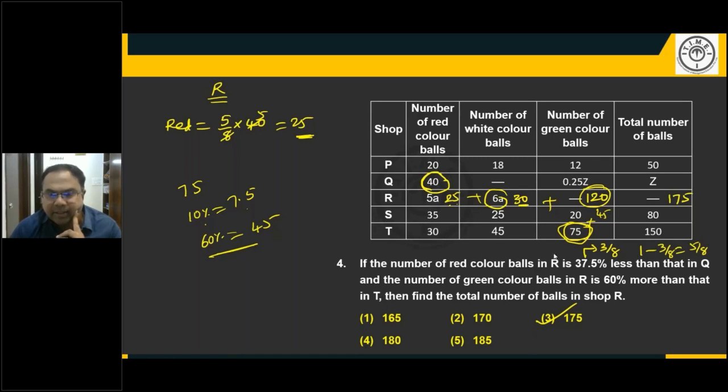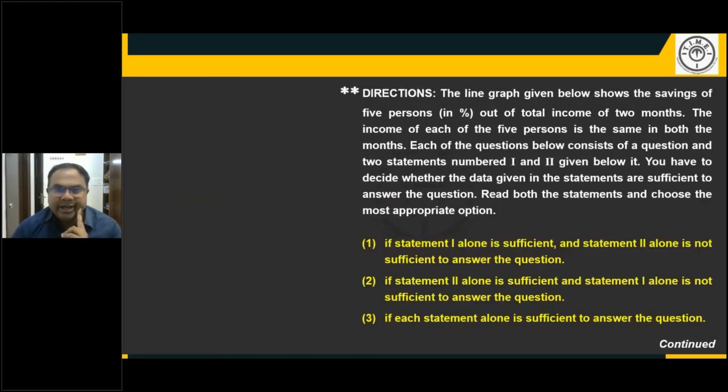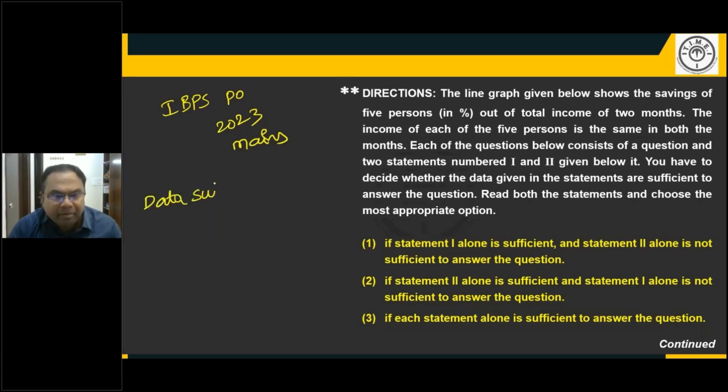Okay. Right, just read this data, we'll discuss. Go through this data. This is data sufficiency based data interpretation. This also appeared in IBPS PO 2023 mains. This is called data sufficiency based data interpretation.